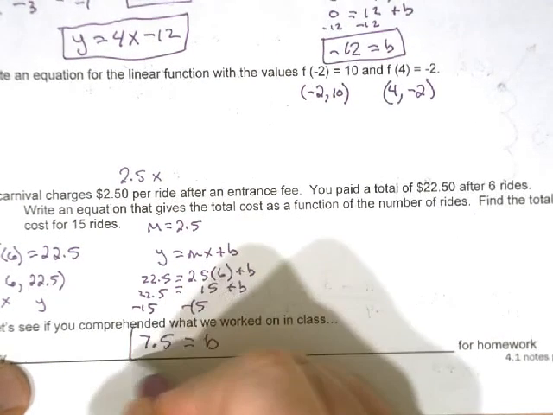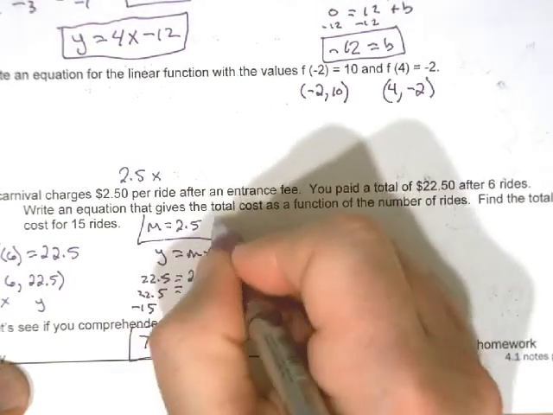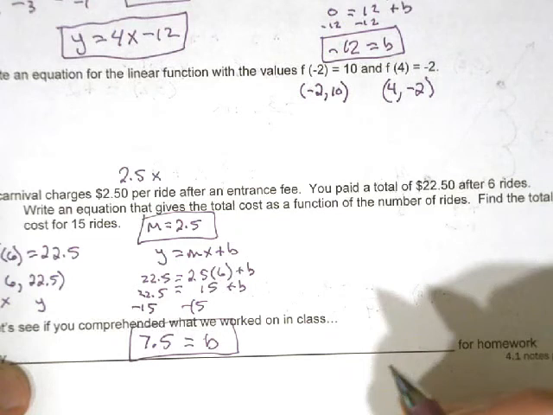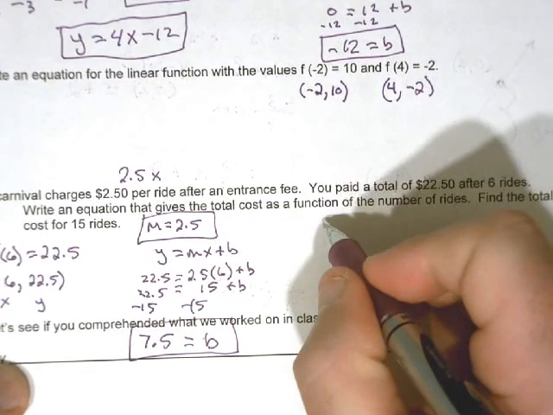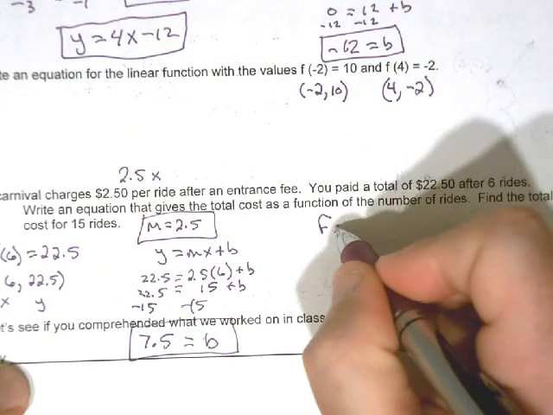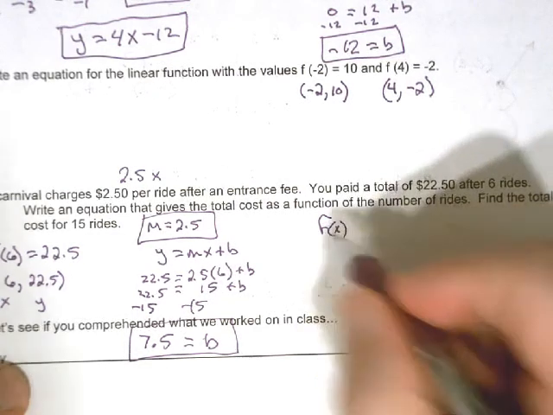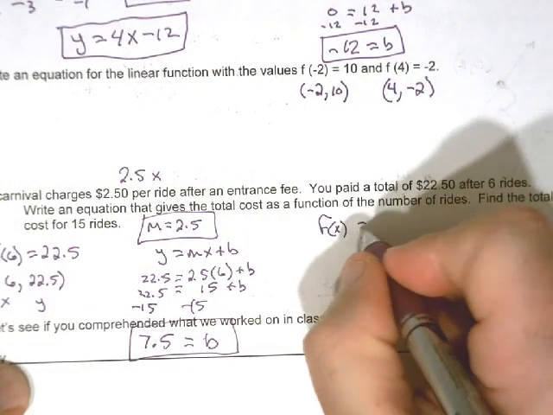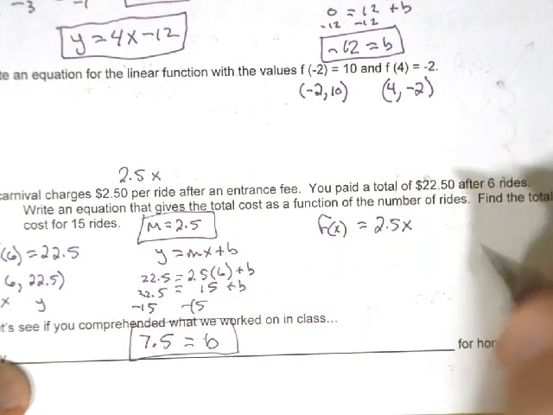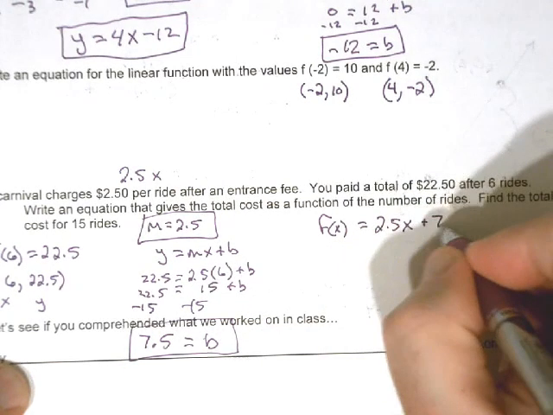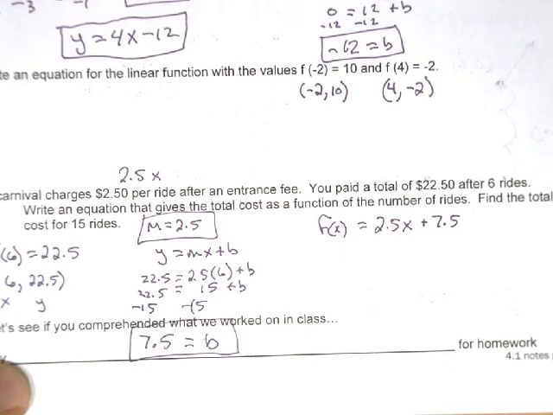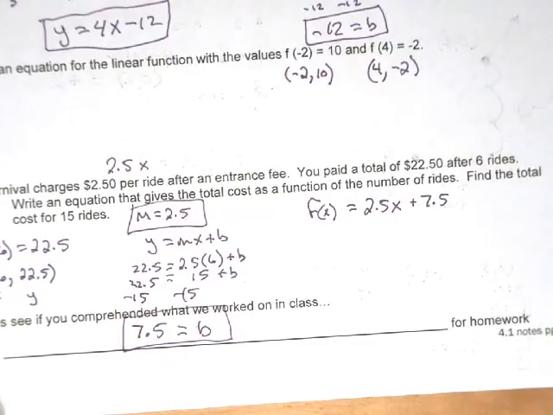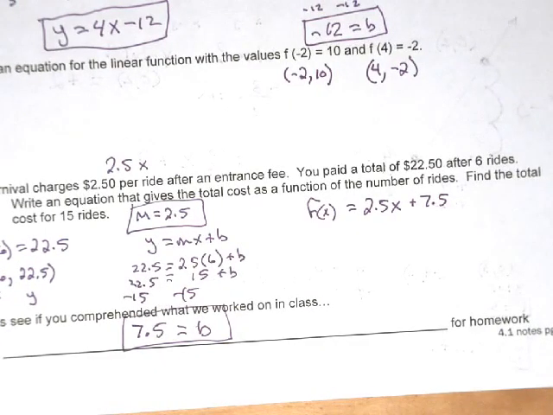Subtract 15 from both sides. And right underneath this here a little bit, b comes out to 7.5. So there's my second piece of information. There's my first piece of information. So again, writing this as a function. So here, our function of x. You could use different letters if you wanted. I'm just using the x's still. Equals 2.5x plus that 7.5.